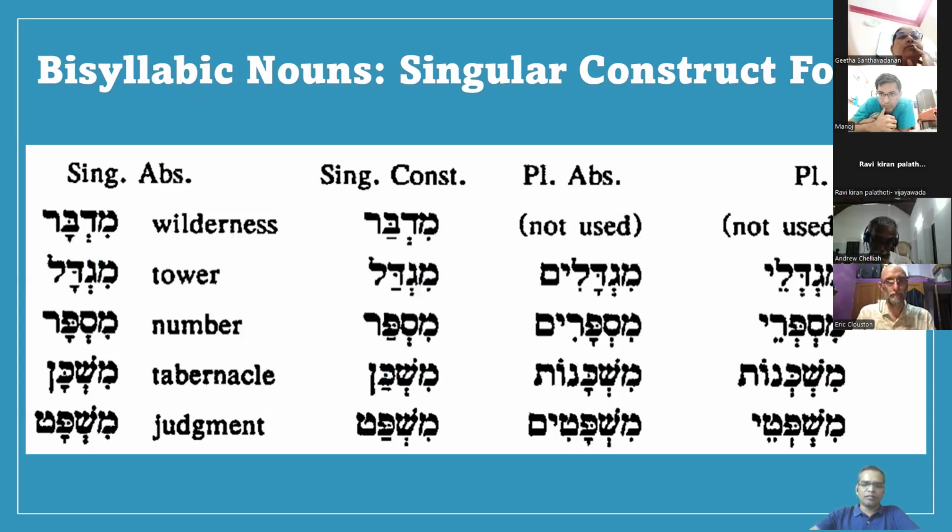So, bisyllabic singular nouns, both the syllables are closed. The second syllable is carrying a long vowel. The first syllable is carrying a short vowel. So the first syllable will remain as it is. The long vowel in the second syllable will be reduced to a short vowel.